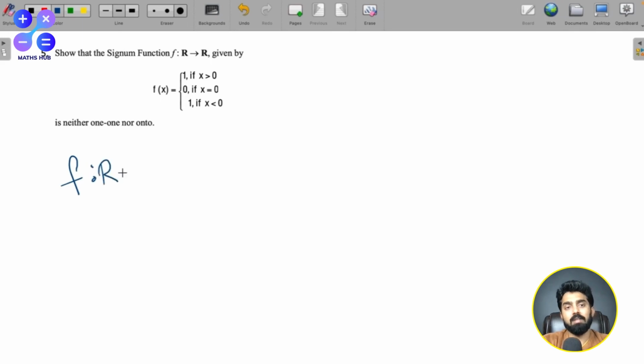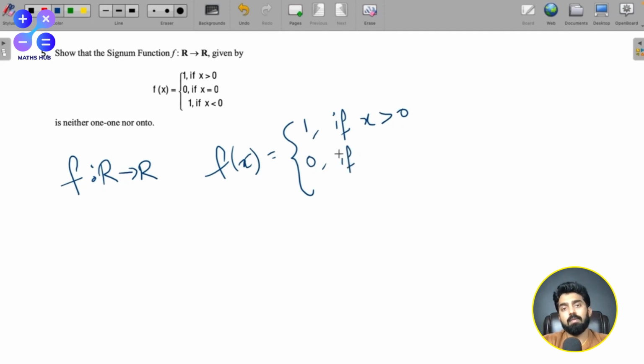Right, so the signum function is defined from real numbers to real numbers, and the function says if x is greater than 0, it becomes 1. Any value greater than 0, it becomes 1. Any value equal to 0, it becomes 0. And any value less than 0, it gives you minus 1. That's the signum function. Now is it one-to-one?